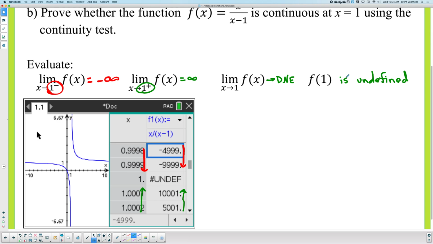So here's the question. Is it continuous? It's based off of this. Were these the same? No. Because these are not the same and it was different than f of 1, it's not continuous. That's the rule. If they were all the same, it'd be continuous. But since these are not all the same, this is not continuous. This is using the continuity test. This is not continuous.